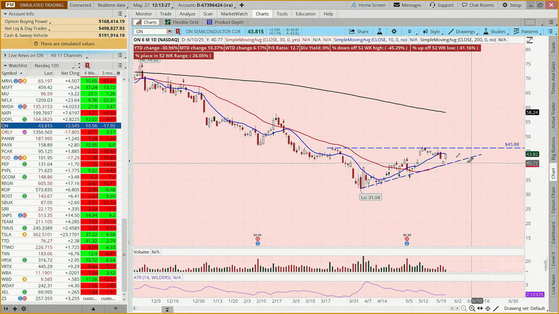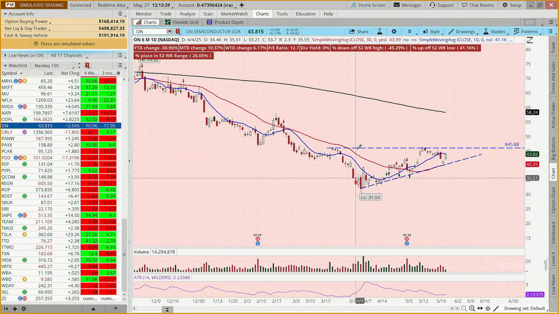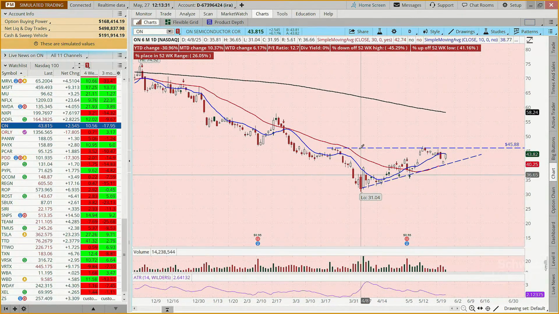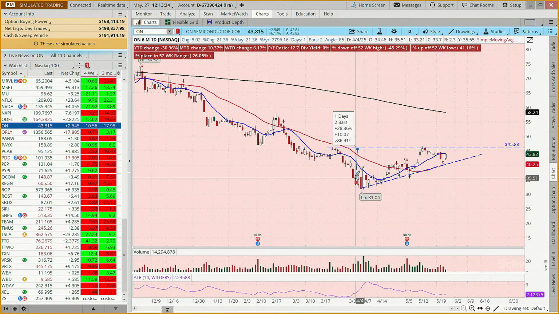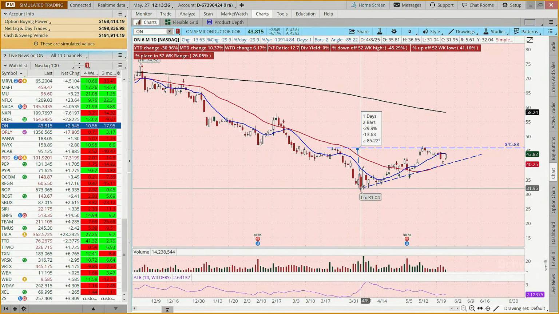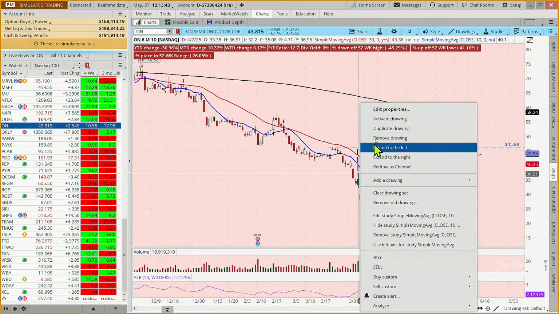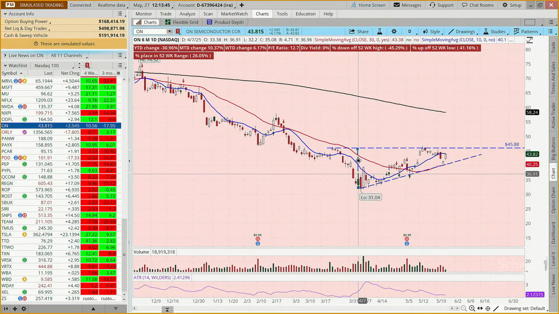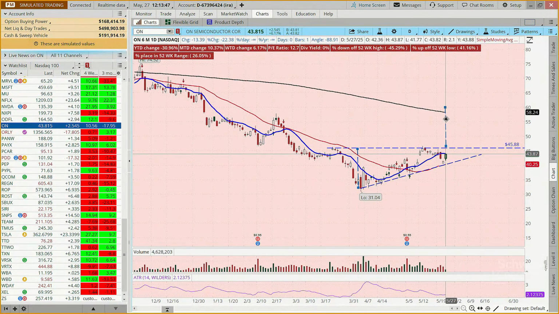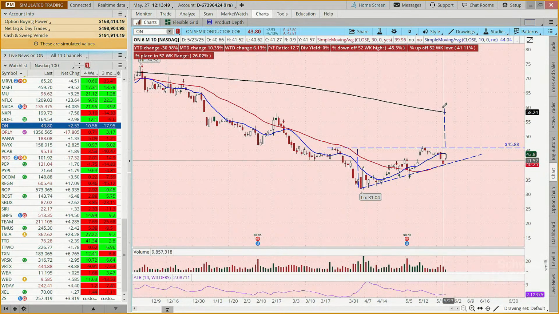But let's say this had broken out and we wanted to measure a target. We could just come to our drawing tool and say, hey, I want to measure this. Okay, that's about $13.40. And then I am going to duplicate this drawing, and I'm going to come over here and say, hey, when it breaks out, this might be my target here, about $60. Okay. And so that's one of the ways that you can measure.